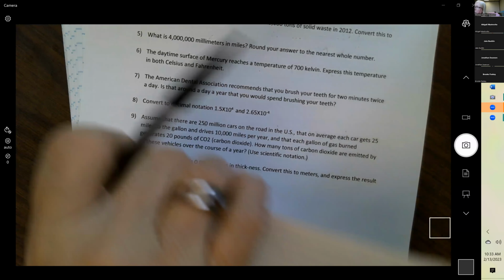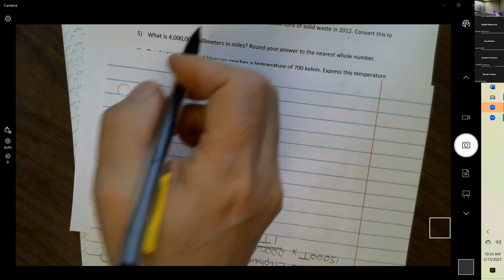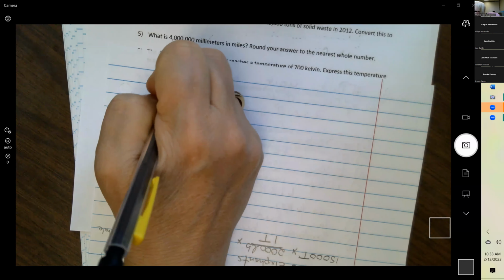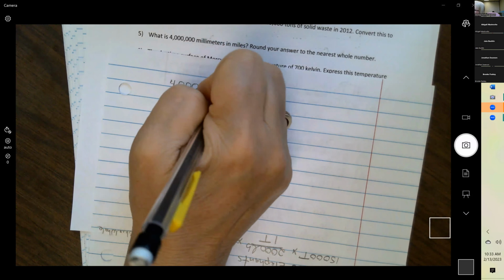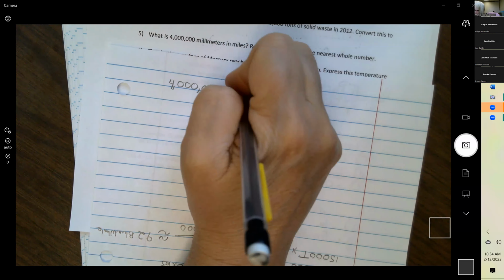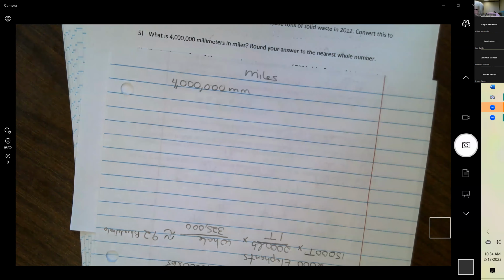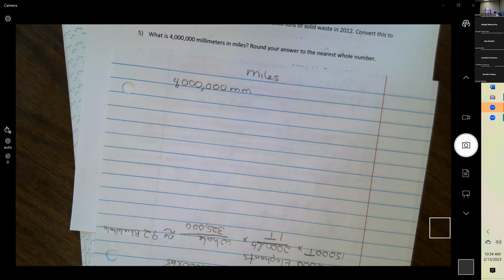1, 2, 3, 4, number 5. What is 4 million millimeters in miles? I know feet to miles. I know meters to feet. So I could go millimeters to meters. A meter is almost a yardstick. It's a little bit longer. It's 3.3 feet instead of 3 feet. So I could convert, that's probably what I would do.